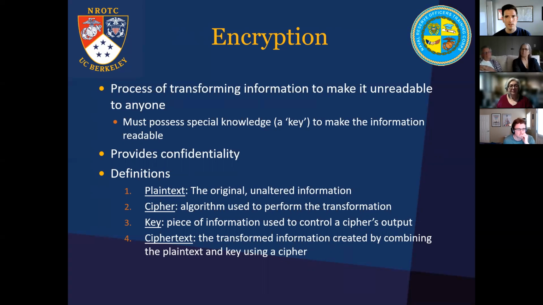So the plain text is a word that we've already used before, but that's just the original message. Plain text is the unaltered message in whatever format it exists in. It could be data, it could be an email, it could be a text file, it could be whatever. The cipher is the actual algorithm that we're going to apply to it. The key is a piece of information which allows us to control the cipher's output, and the ciphertext is the transformed information that you get by combining the plain text and a key in the cipher.